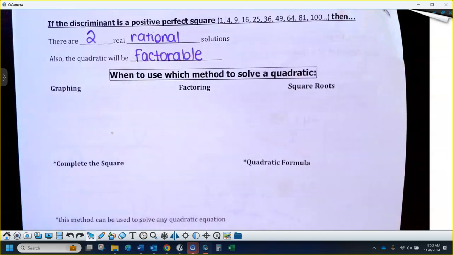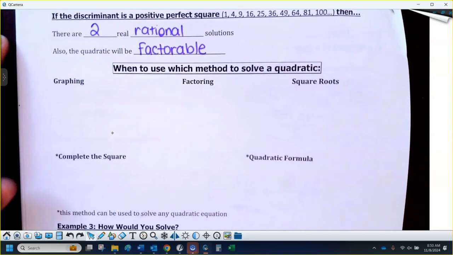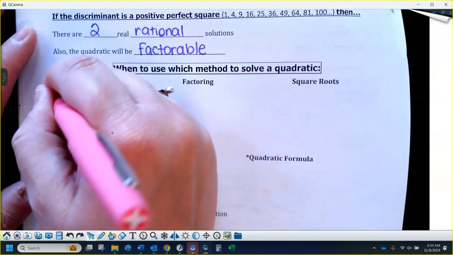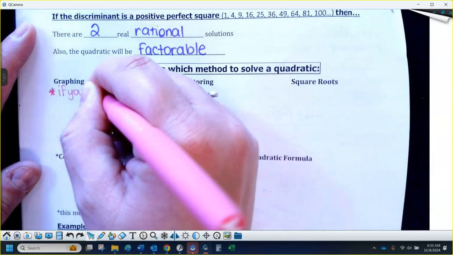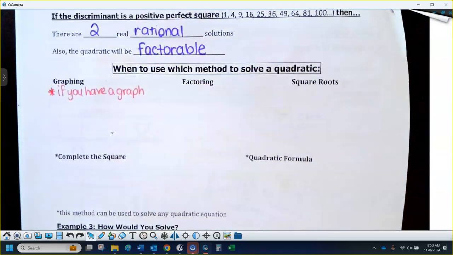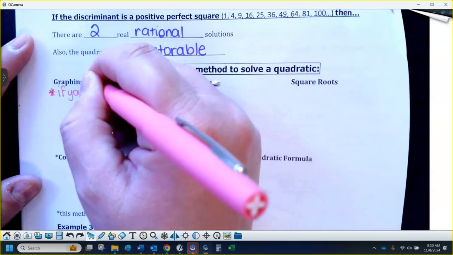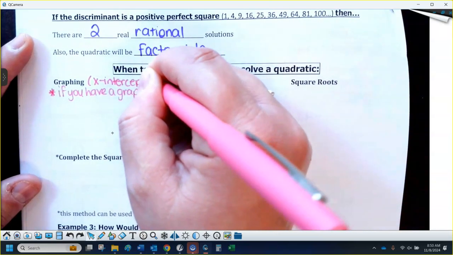Okay. These are the 5 methods that we have talked about for solving quadratic equations. So, like, when should we use which method? Okay. In terms of each one, it kind of depends on the equation, like how you want to look at it. Graphing, I would use graphing if you have a graph. Like if they give you a picture of the graph, sure, we could use graphing to solve. What you're looking for if you're solving by graphing is your solutions would be your x-intercepts.